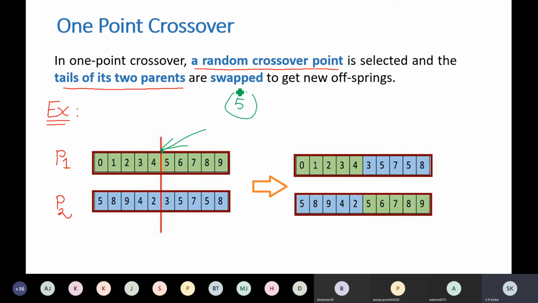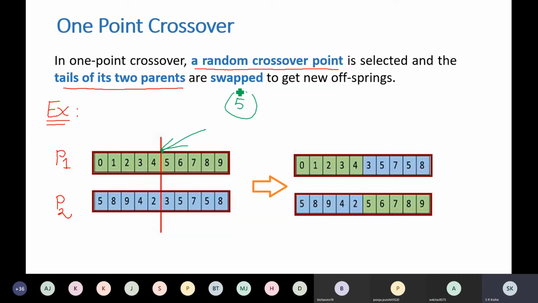Use a random function and modify it in such a way that it will generate a number between 1 to 10, because there are 10 digits which are representing this particular solution, or 0 to 9. So you use a random function which will generate a number between 1 to 10 or 0 to 9, so that whatever number it generates will be the crossover point. Once you select a crossover point, then tails of both the parents are swapped to get the new offspring.